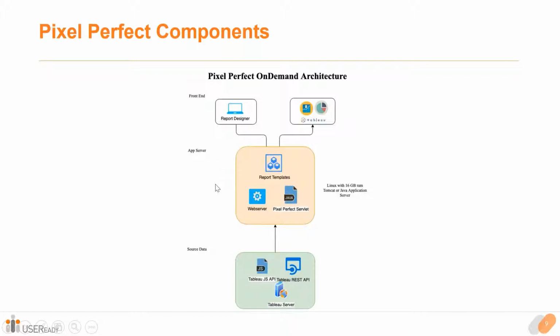In the middle layer, we have the report template along with the Pixel Perfect server, which acts as the bridge between the front end and the source data. In the source data level, we have the JavaScript API, which is embedded on Tableau server, either as an extension or a web page. Now let's try to understand these components. How do they work with each other at runtime or design time?